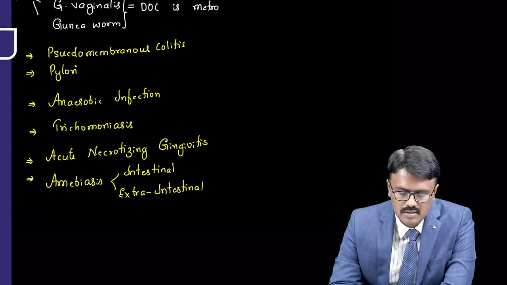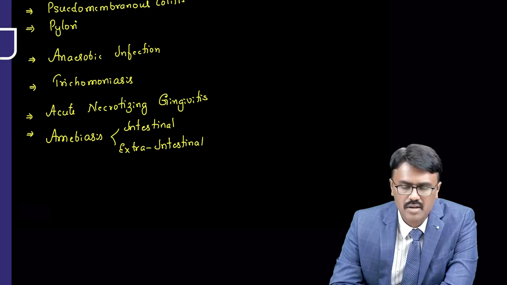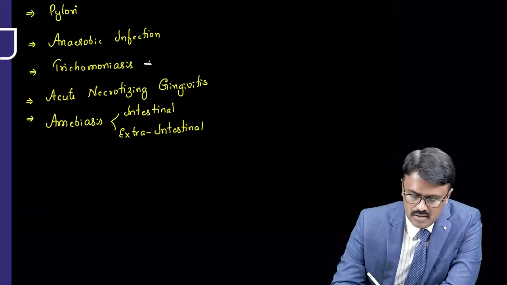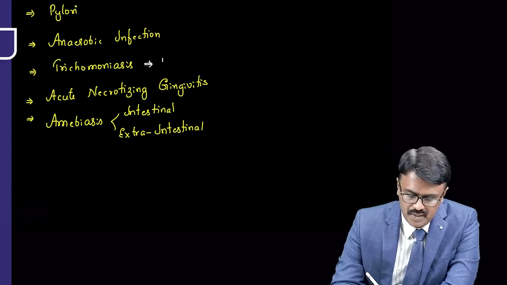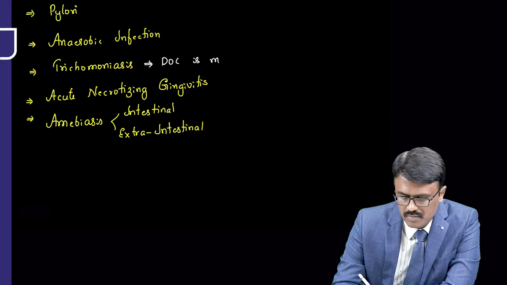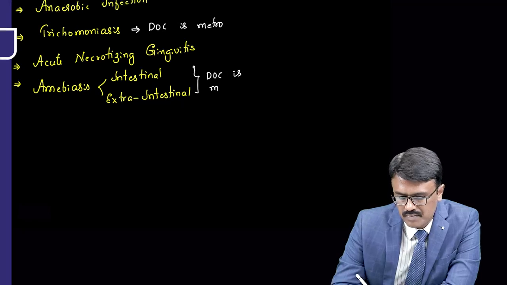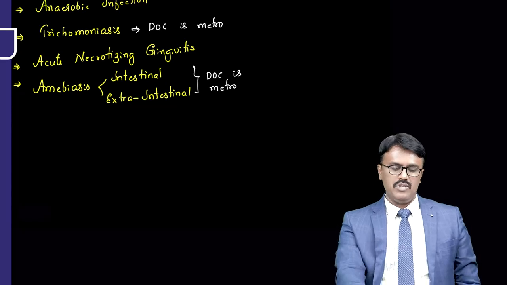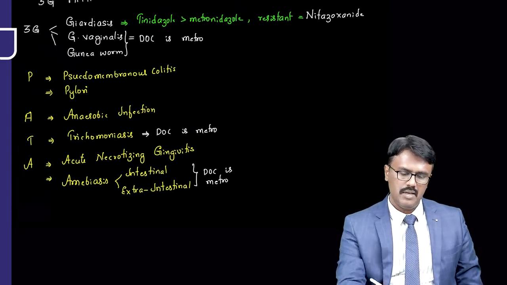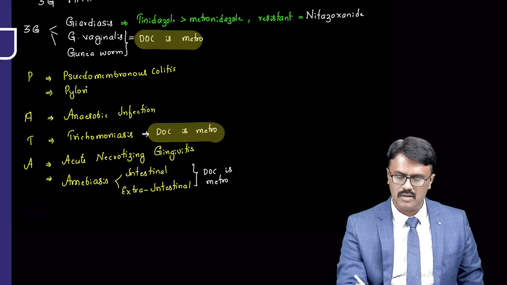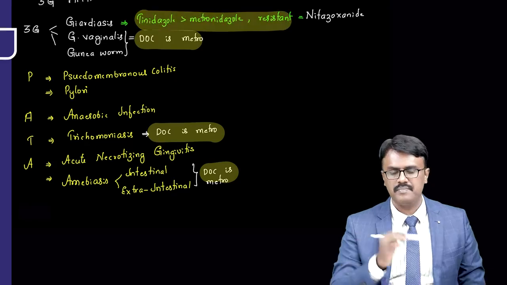For pseudomembranous colitis and H. pylori, it's not a drug of choice, but it's used. Anaerobic infection also it is used. Trichomoniasis, where there is strawberry vagina: here also the drug of choice is metronidazole. It is also the drug of choice for both intestinal and extraintestinal amoebiasis. So now we understood the uses, and particularly please understand the drugs of choice, which are commonly asked in the exam.